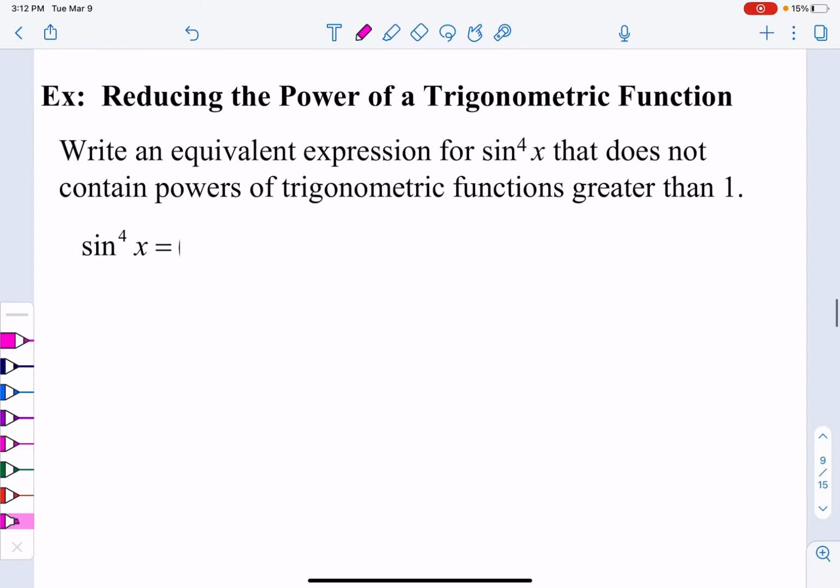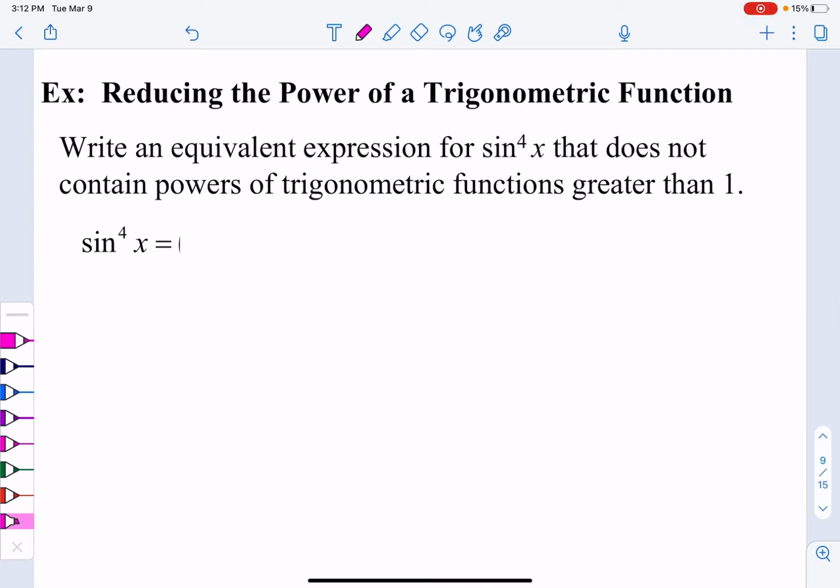So for example, it says reducing the power of a trigonometric function. It wants us to write an equivalent expression for sine 4 of x, or sine to the 4th power, or sine x to the 4th, that does not contain powers of trigonometric functions greater than 1. So our goal is to simplify this all the way down so we have no more exponents.